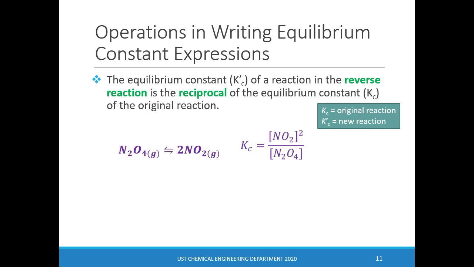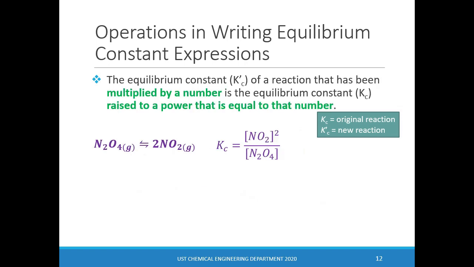For example, consider the conversion of N2O4 to NO2. Its equilibrium constant expression is equal to the square of the molar concentration of NO2 divided by the molar concentration of N2O4. Now, if we reverse this equation, we'll get this one. NO2 yields N2O4. K prime c will now be equal to the molar concentration of N2O4, which is now our product, divided by the square of NO2, which is now our reactant. Simplifying, this is just the reciprocal of the original equilibrium constant expression.